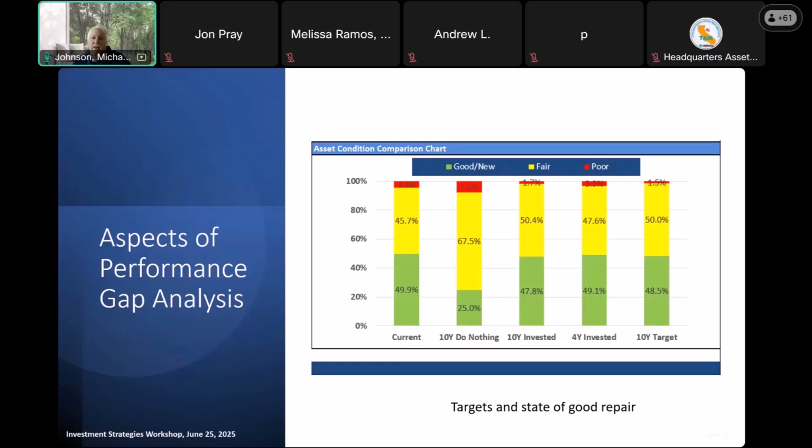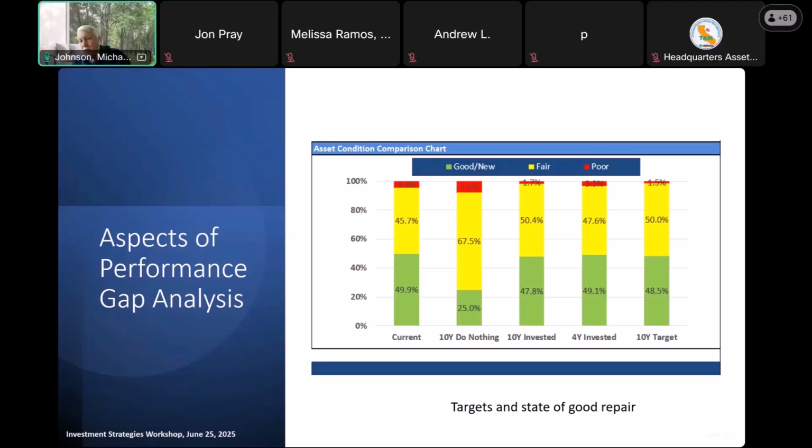And then at the investment levels that are in your worksheet, we would expect that you be able to achieve the third column that says 10-year invested. That is, within a 10-year period, if you invested the amount of money that you have defined in your financial plan, subject to the unit costs that you have and the deterioration rates that you're using, then in this particular scenario, the poor would shrink from 4.4% currently down to 1.7, and the fair would go from 45.7 to 50.4. And the good would drop a couple percent, right?